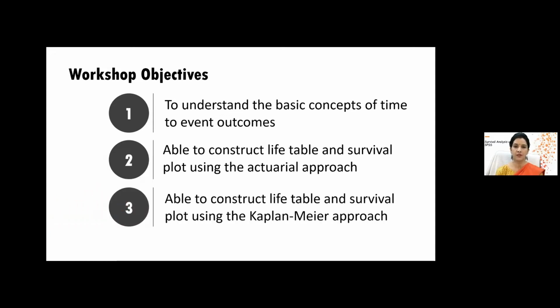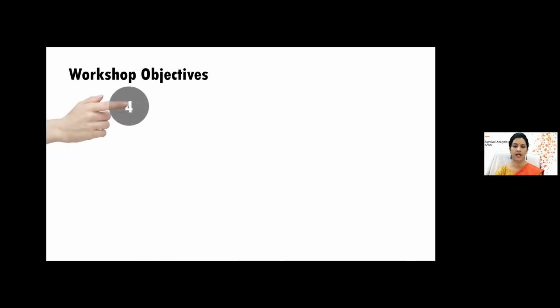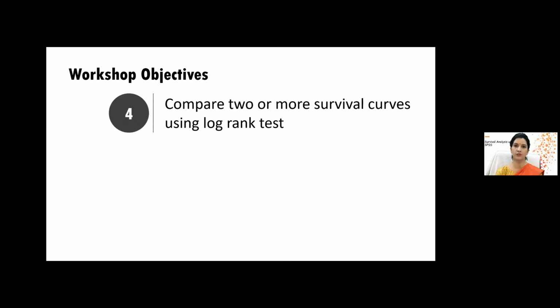And then we will show you how to construct a life table and a survival plot from a Kaplan-Meier approach. So you will see how Kaplan-Meier is different from the life table, and what specific information you get from Kaplan-Meier which you don't get in the life table. And then we'll see how to compare two or more than two survival curves using various tests, because testing the significance level of survival curves is important. So these four objectives we will try to do today.